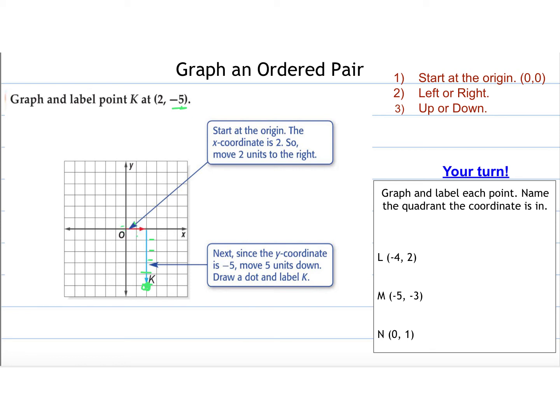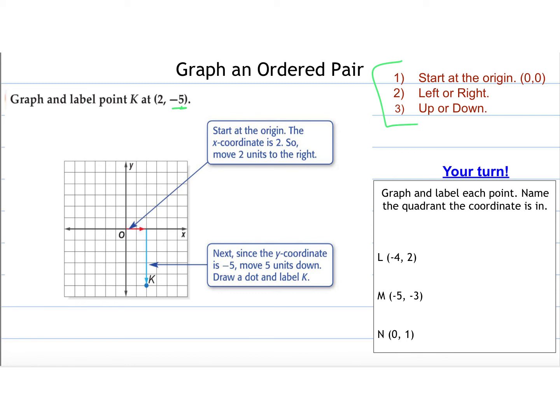And then we label it with the letter, which in this case is K. So again, here are the steps over here. Start at the origin, 0, 0. You're going to move either to the left or to the right, and then move up or down, depending on if they're positives or negatives. So try these, graph L, M, N, on your own.